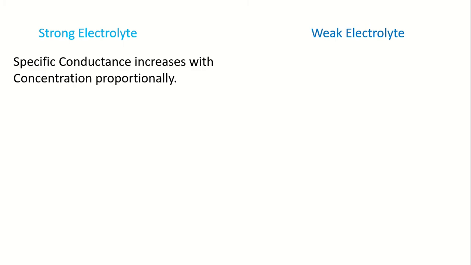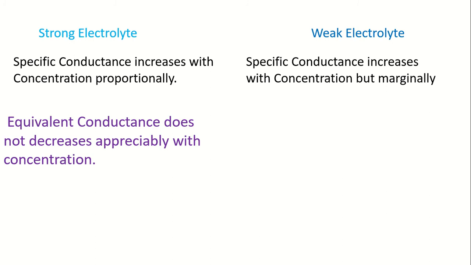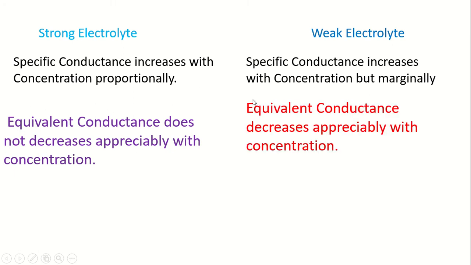Friends, in the last lecture, we explained the variation of the specific conductance and equivalent conductance with respect to concentration or volume. In case of strong electrolyte, the specific conductance increases with concentration proportionally, but in weak electrolyte, the specific conductance increases with concentration only marginally. Equivalent conductance does not decrease appreciably with concentration in the strong electrolyte, but it decreases appreciably with concentration in the weak electrolyte.